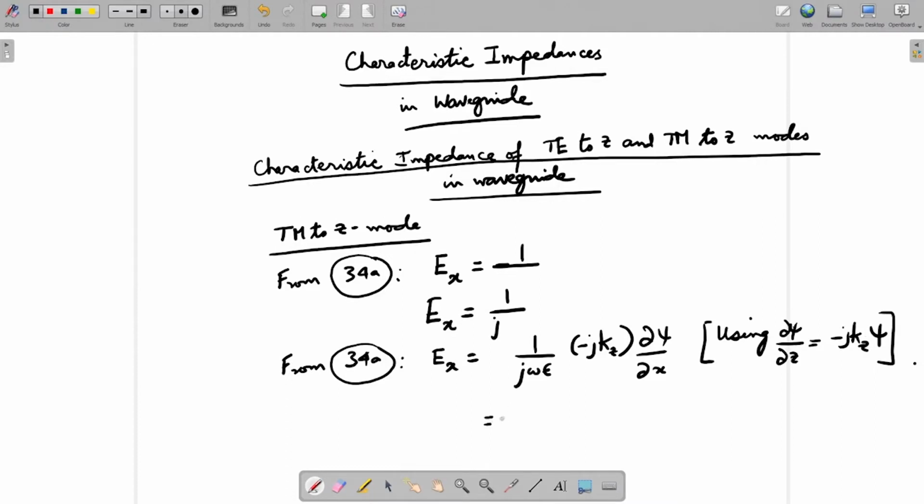So, this can be written as minus k z by omega epsilon del psi del x, and that is k z by omega epsilon h y, because minus del psi del x is h y.